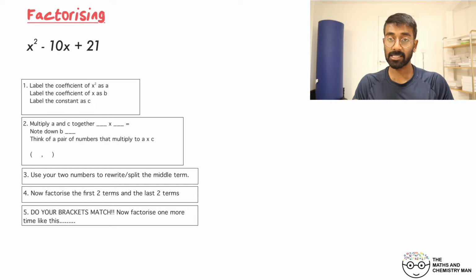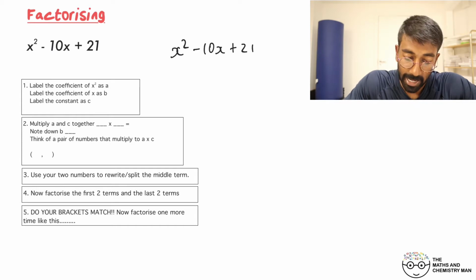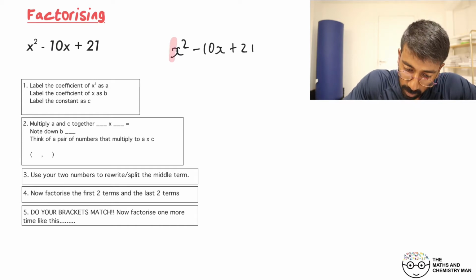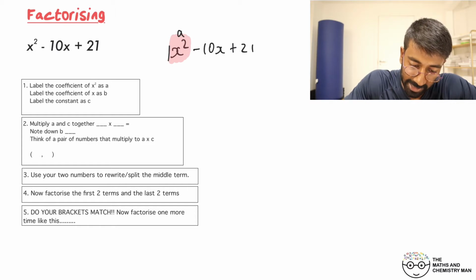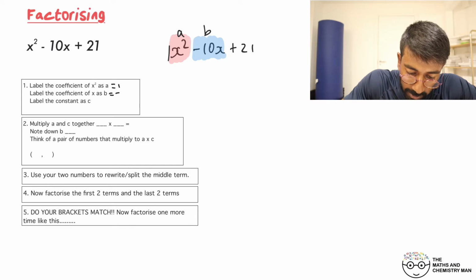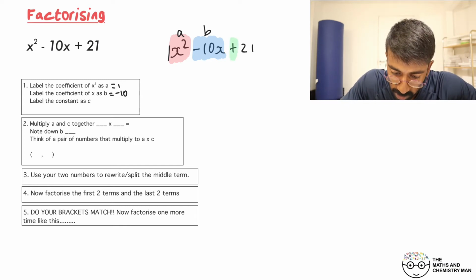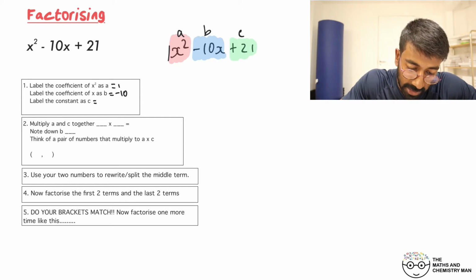Let's follow exactly the same thing to do the second one. So I'll just rewrite this out again. So x squared minus 10x plus 21. And we'll get highlighting. So there's x squared. There's a 1 in front of it. So we'll label that as a. So a is equal to 1. b is minus 10, because you've got minus 10x. So we'll say b equals minus 10. And then c is the constant term, the bit on the end there, and that's just going to be a positive 21. So we'll say c equals 21.